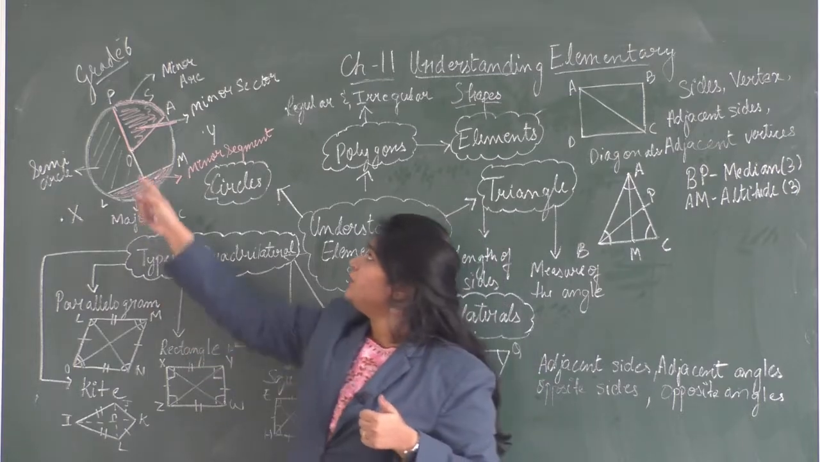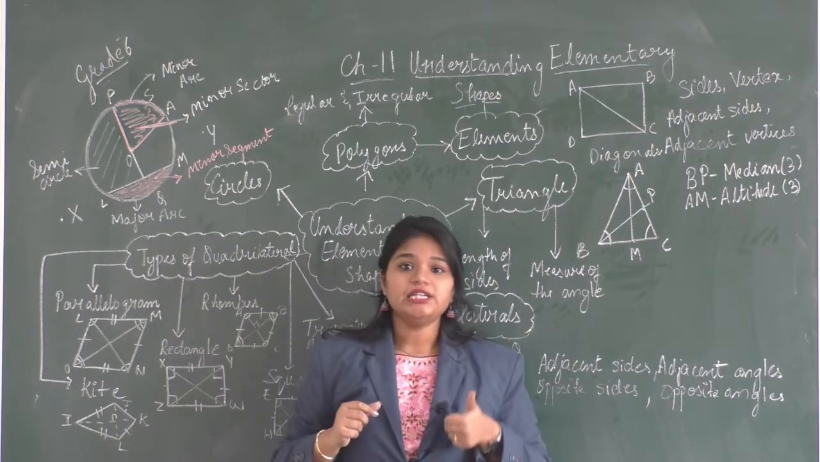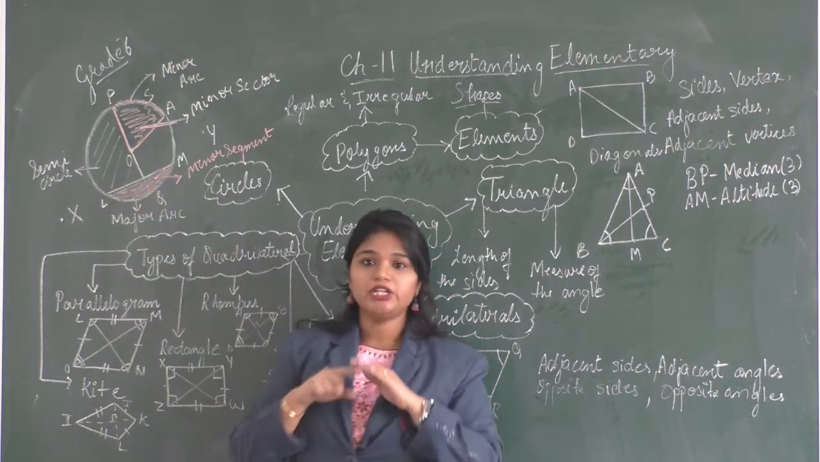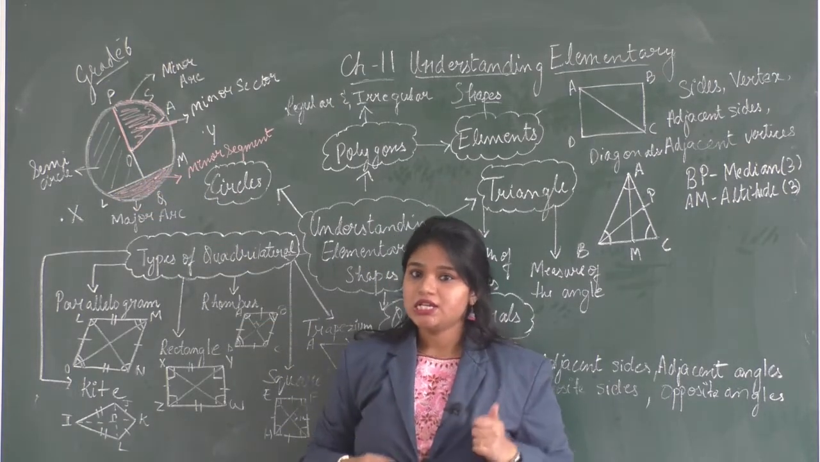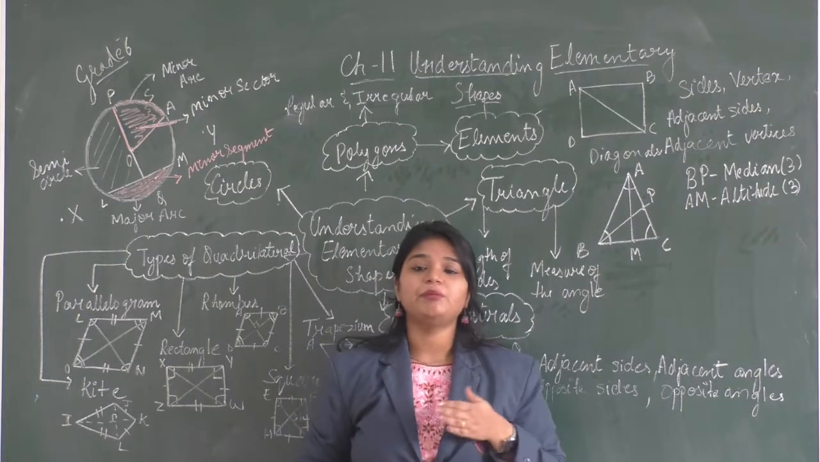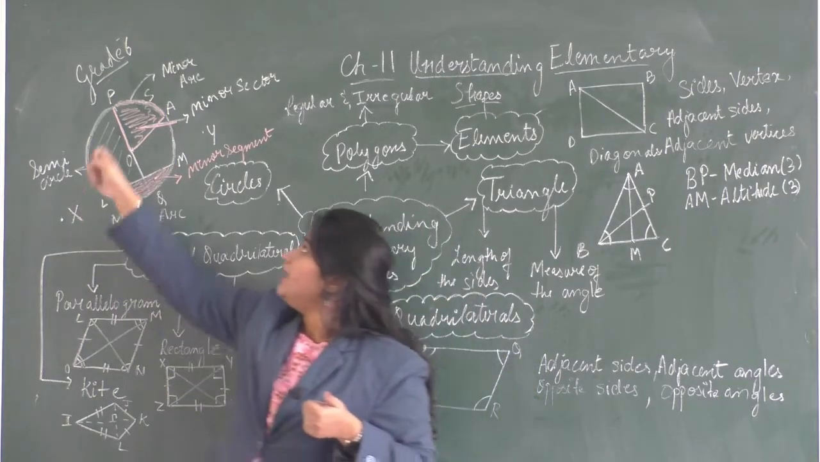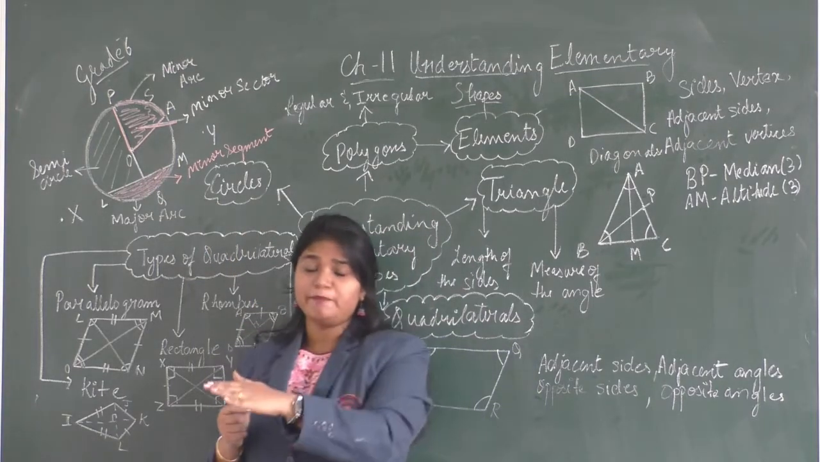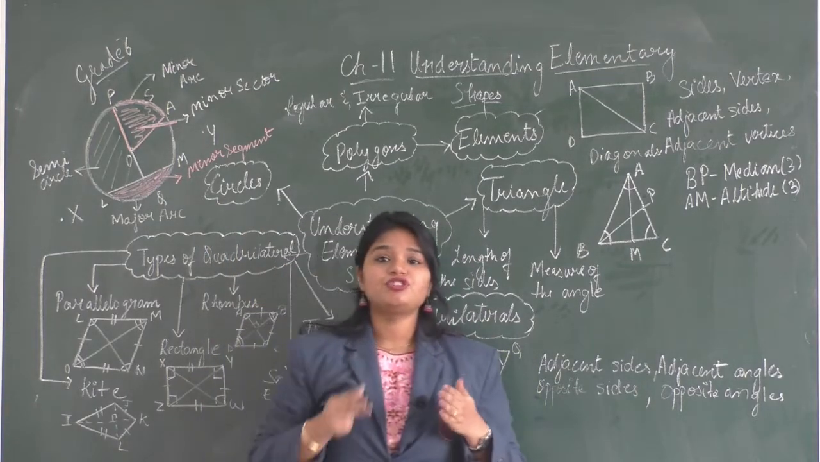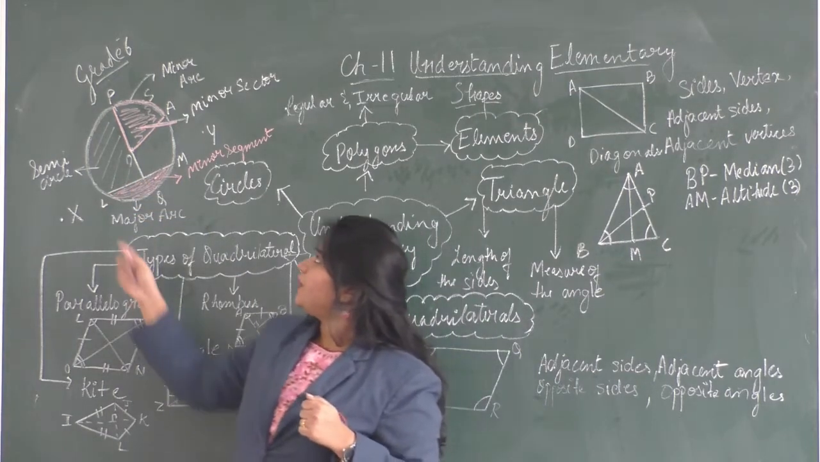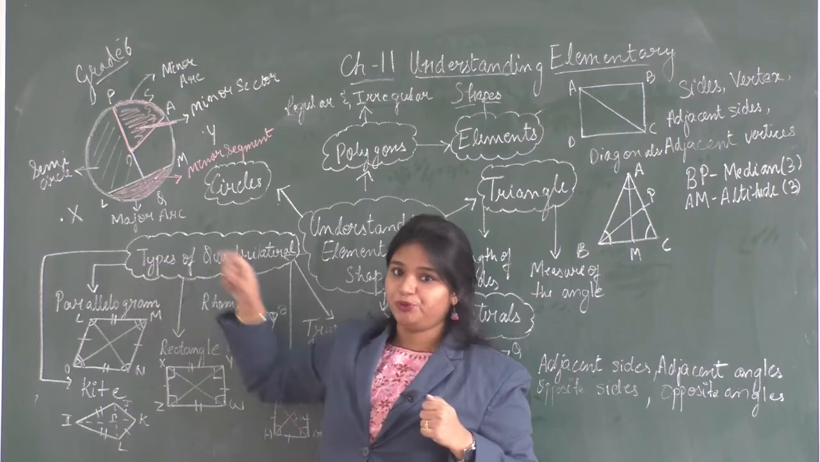Next we learned about radius. A radius is the distance between the center of the circle to any point on the circumference of the circle. Next we learned about diameter. A diameter is formed by joining any two points on the circle, but there is a compulsion that a diameter should always pass through the center of the circle. So here we have a diameter PQ.